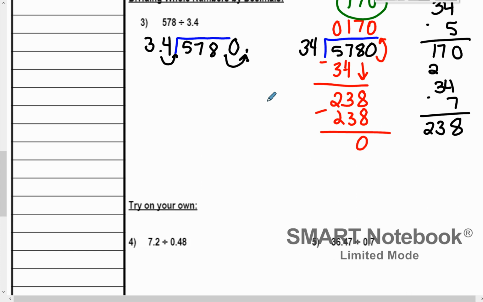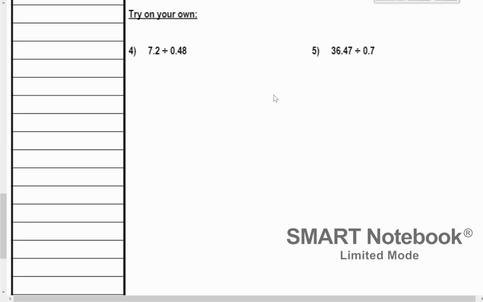These last two I want you to try on your own. Grab a piece of paper if you don't have a note sheet, and try these two on your own, and then resume the video to check your answers.